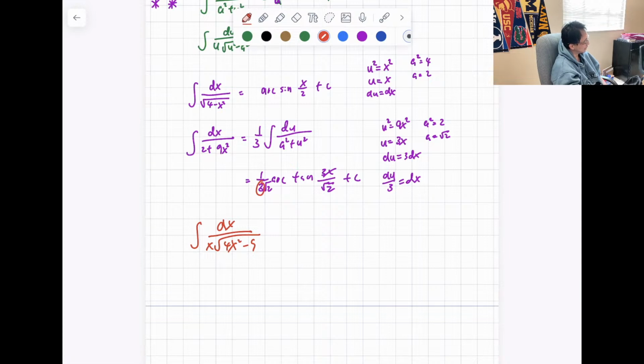For this one, we can replace dx with du over 3, and then you put the 1 over 3 back in. So you multiply by 1 over 3.